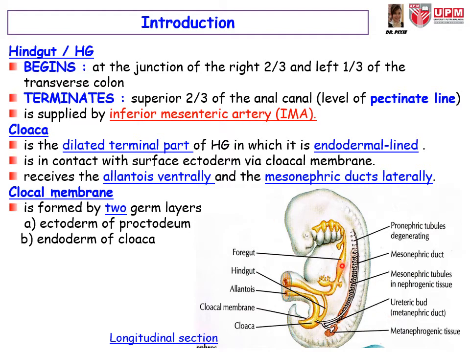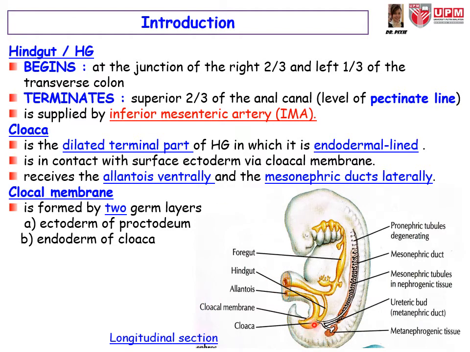Here is showing the foregut, the midgut, and the hindgut. And the cloaca is the dilated terminal part of the hindgut, which is endodermal lined. So it is now in contact with the surface ectoderm that we can see here. This endodermal lined cloaca is in touch with the surface ectoderm via the membrane called the cloacal membrane. And there is no mesoderm in between them. So this is a bilayer structure.